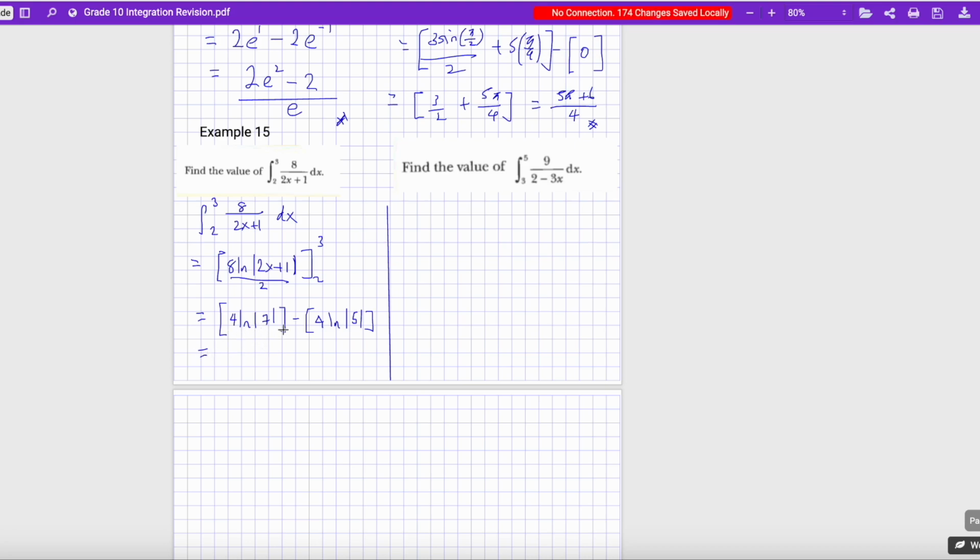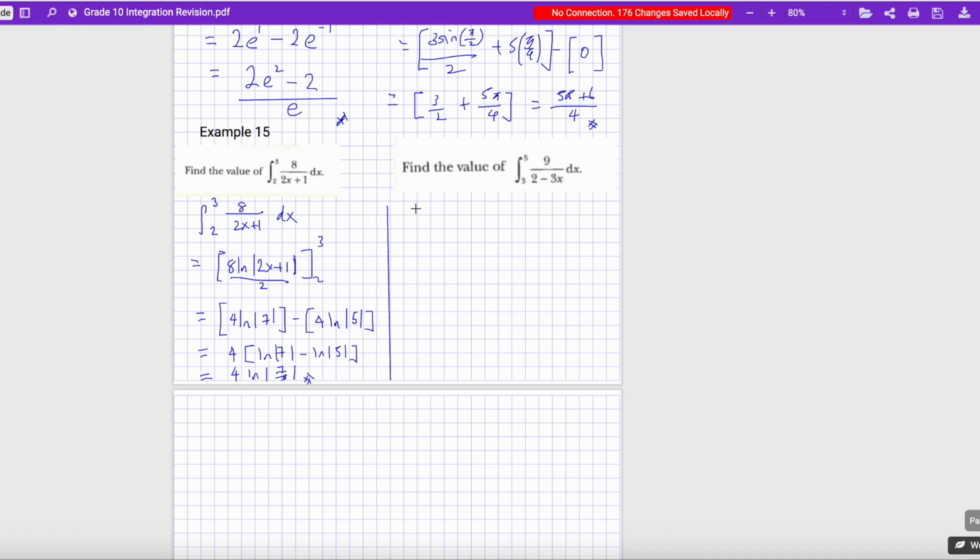Now you can join them together. They have the same factor, which is 4, so you can factor it out. So this will be ln 7 minus ln 5. Using the ln rule, you can evaluate it as 4 ln 7 over 5. Otherwise, you can press this in your calculator and just get a decimal answer. Make sure you leave your answers in 3 significant figures. You can pause here and try the next one yourself. Otherwise, you can follow through the next example.